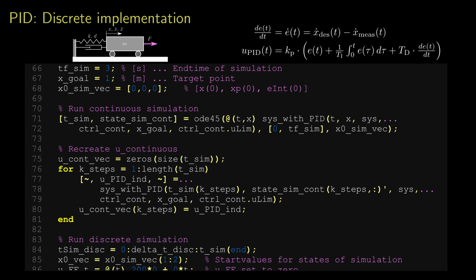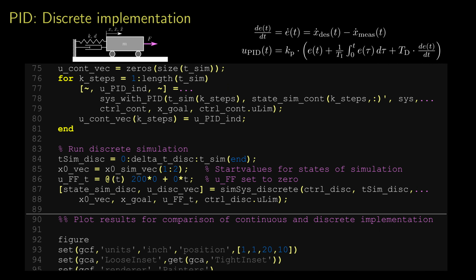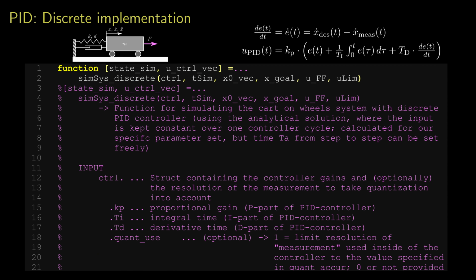For the discrete implementation next, I have created a function for this one that returns a state similar to the ODE45 function, as you can see here in the main script. We provide the time steps where we want to simulate, and because of the way it is implemented, this defines our controller cycle time. Let's go inside the function itself.